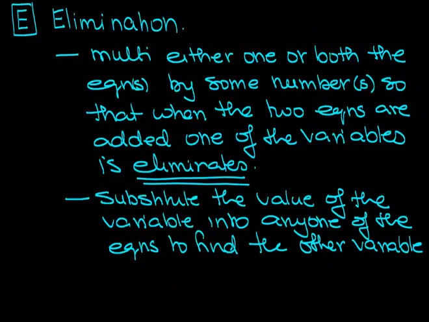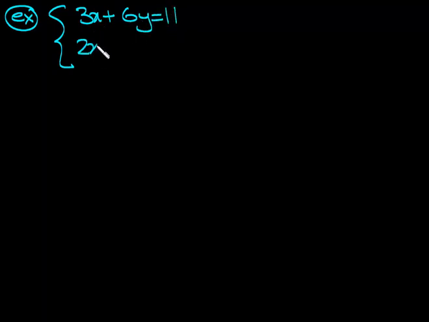Okay, so let me go ahead and give you examples of both of these special cases, and I'll do one with substitution and one with elimination, so you guys can see some more examples of each of those methods. Okay, so let's take a look at this. Let's say we have a system like this. We have 3x plus 6y is equal to 11, and we have 2x plus 4y is equal to 9. Okay, I'm going to solve this by elimination.